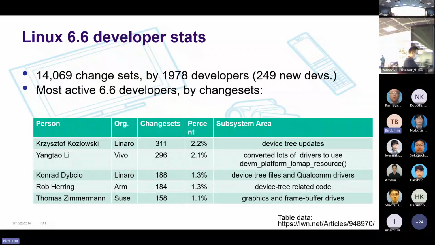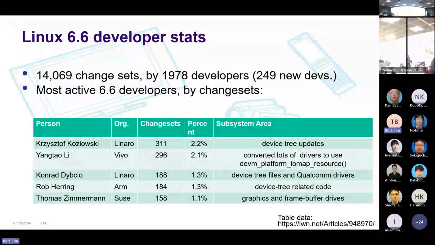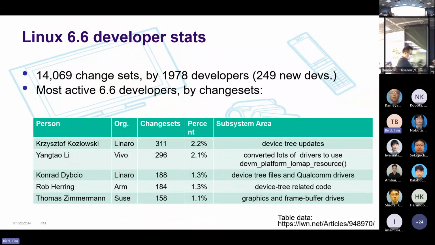And you can see there's a lot of device tree updates. Youngtao Lee had a lot of change sets, but it was because he was converting a lot of drivers to use devm_platform_ioremap_resource. So sometimes you have these changes that affect a lot of different areas of the kernel. Notice that the next two also: device tree files and Qualcomm drivers and device tree related code. And then the last one was graphics and frame buffer drivers.